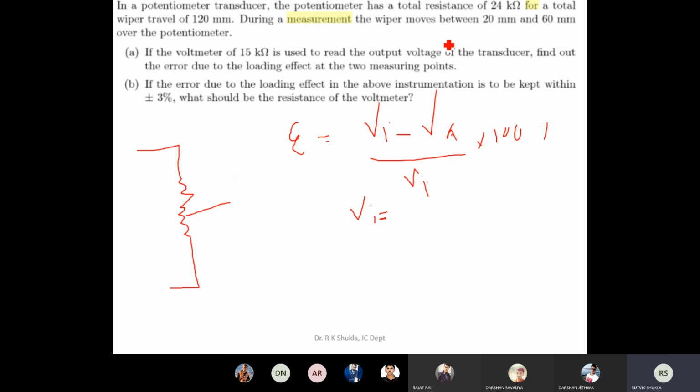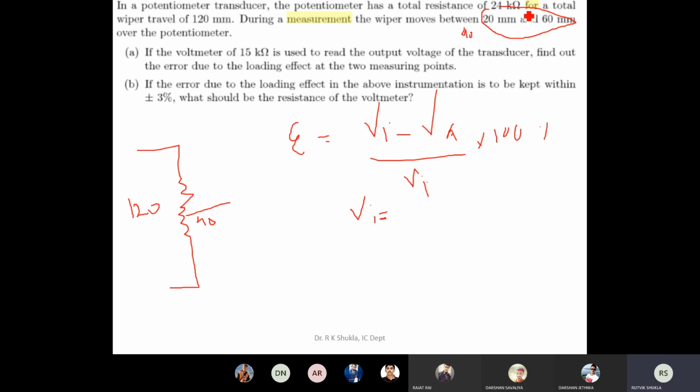This is the movement. Now what I'll do is, the movement is 20 mm to 60 mm. It means the net movement is only 40 mm. This is very important. This is a linear transducer, so 120 mm is the total wiper travel. 120 mm is the total travel. We are interested in 40 mm only, that is 20 to 60.